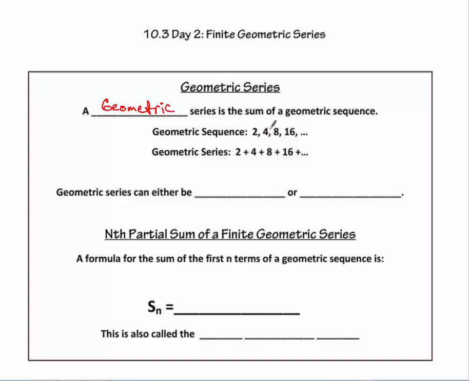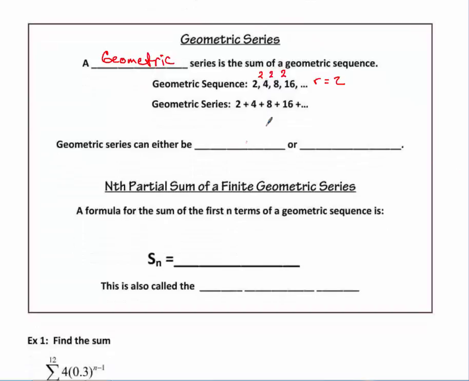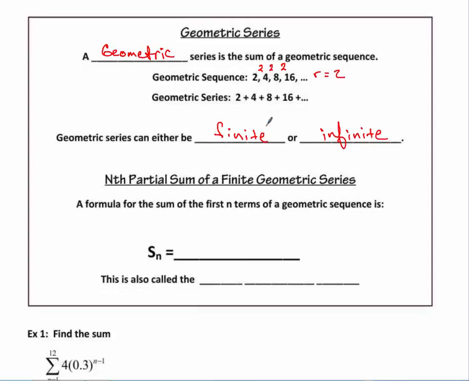So if you remember the geometric sequence, an example was 2, 4, 8, 16. So that was 2 times 2 is 4, 4 times 2 is 8, 8 times 2 is 16, and we had r equals 2. R is our common ratio. The geometric series, we're just going to add those up. So 2 plus 4 plus 8 plus 16 plus however many terms there are in the sequence. Geometric series can be either finite or infinite, just like the arithmetic series.